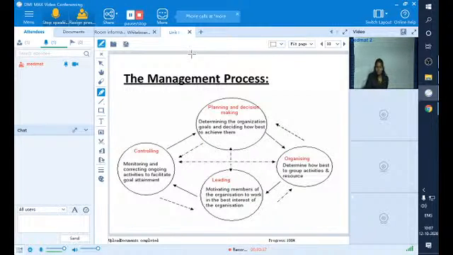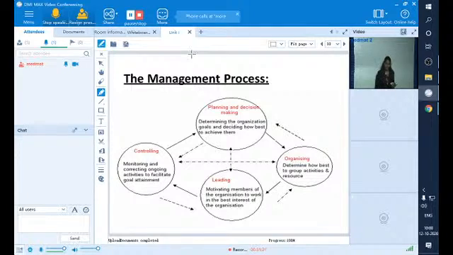Then the third one is leading. So motivating members of the organization to work in the best interest of the organization. To work in the best interest of the organization, they have a manager. For example, the production manager, accounting manager, then marketing manager, HR manager, or every department has a manager.